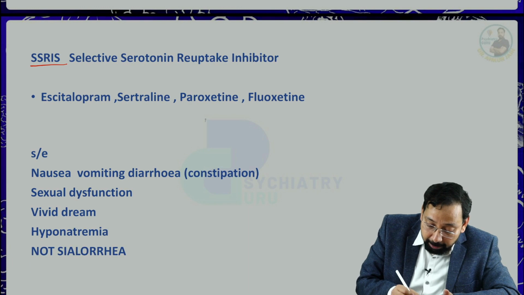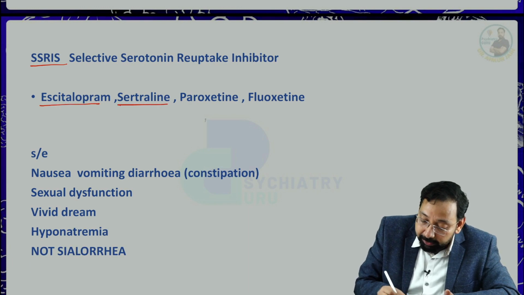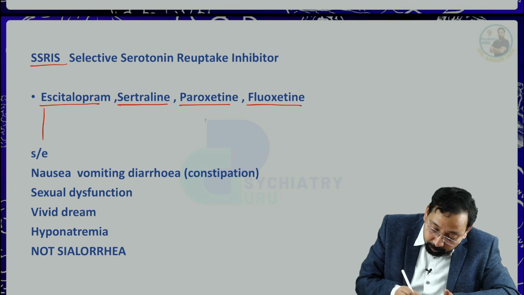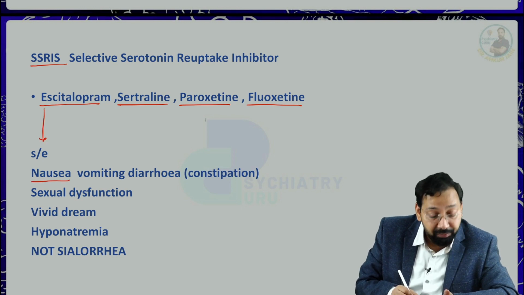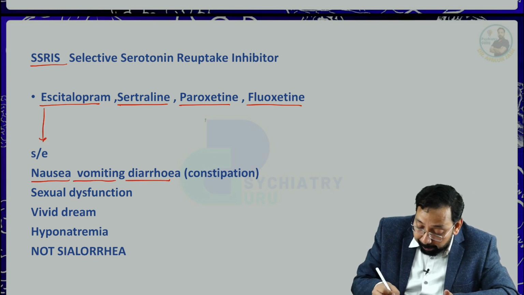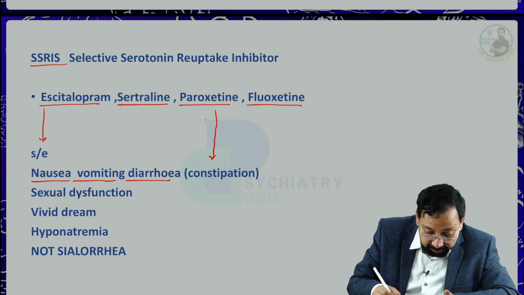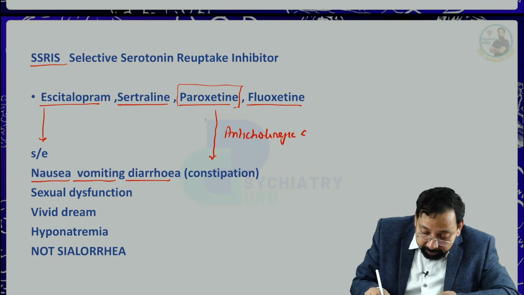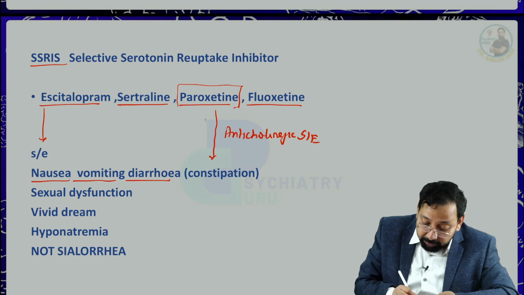SSRIs, common examples: escitalopram, sertraline, paroxetine, fluoxetine. Side effect questions are asked. Common side effects: nausea, GI side effects, vomiting, diarrhea. But paroxetine causes constipation, because it has an anticholinergic side effect. Anticholinergic side effect. Sexual dysfunction.